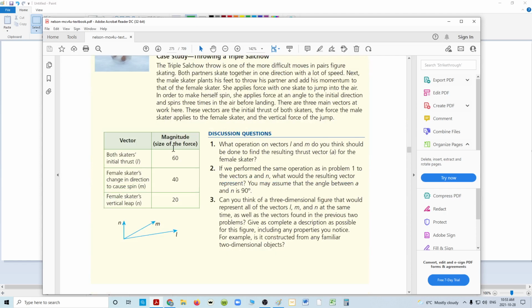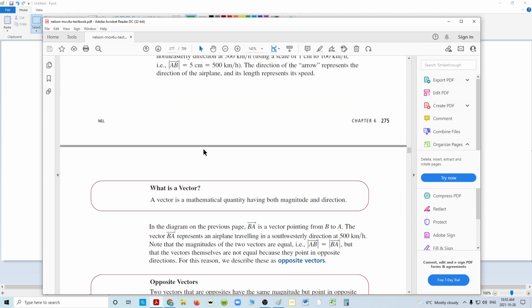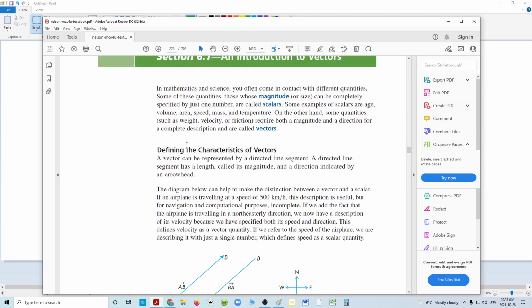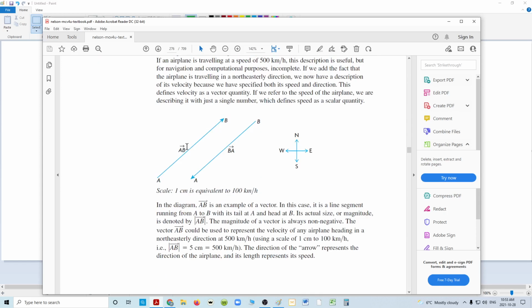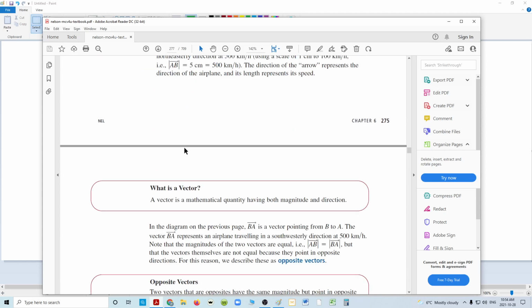So they just want you to get refreshed on it. And then they explain to you that a vector has both a magnitude and a direction. If you don't have a direction, it's not a vector, it's just a scalar. It's just a magnitude. So if I say I'm 6 years old, that's not a direction. It's just a scalar measurement. It's just an amount, a magnitude.